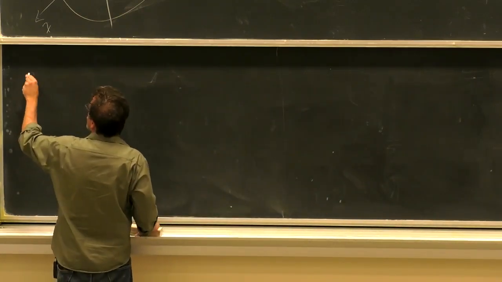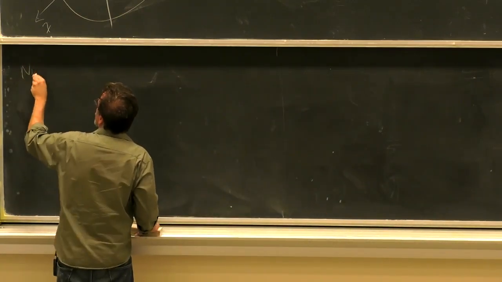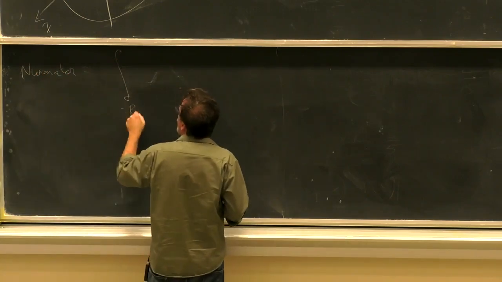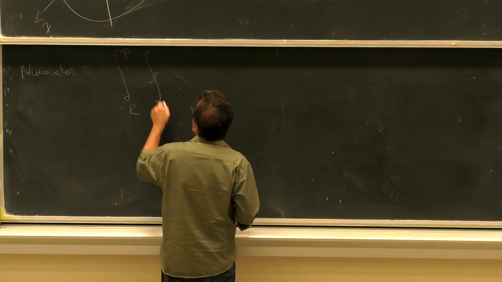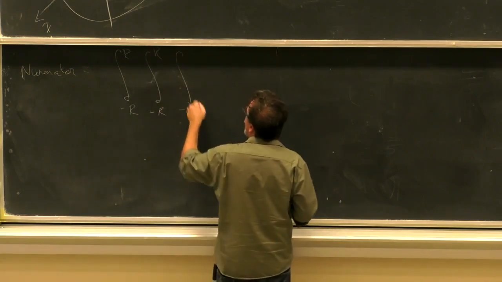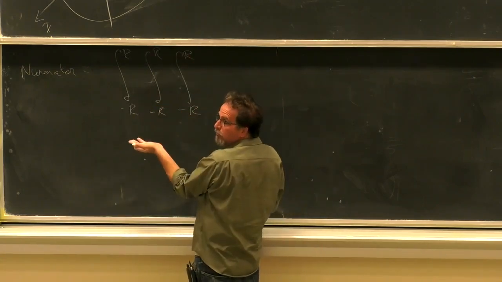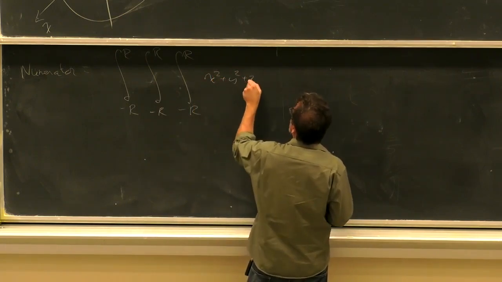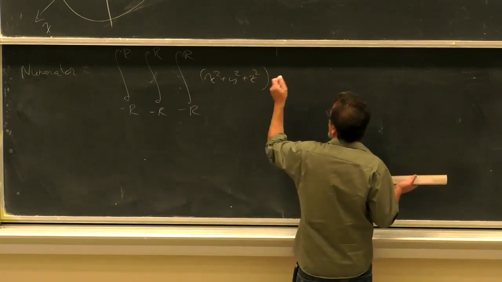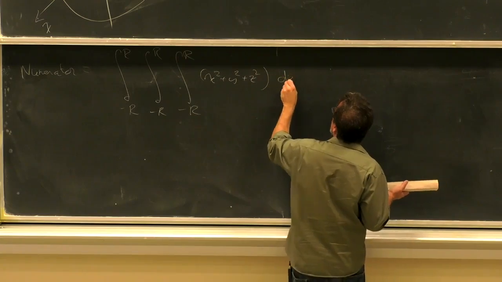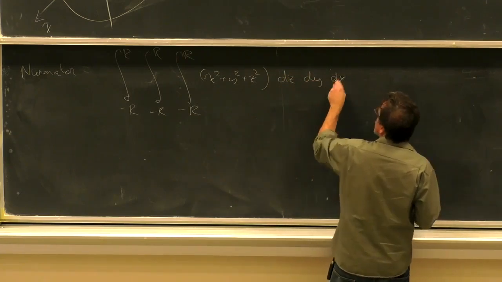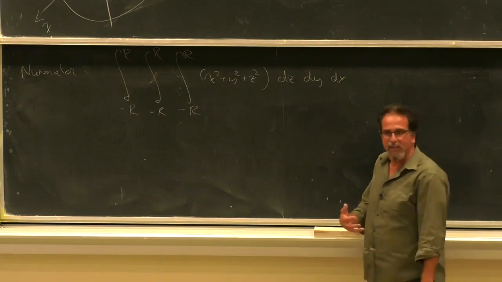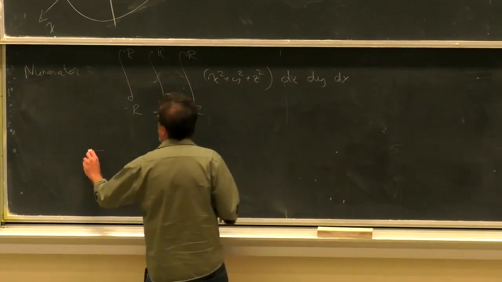So let's consider d, so the numerator is equal to the integral from negative r to r, the integral from negative r to r, the integral from negative r to r, that's the boundaries of a cube, of x squared plus y squared plus z squared times, well, I'll do dz, dy, dx here. I'm just going to do it. I don't even know what the answer is, but I'm curious now. So because of my curiosity.